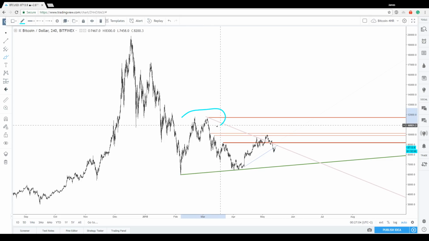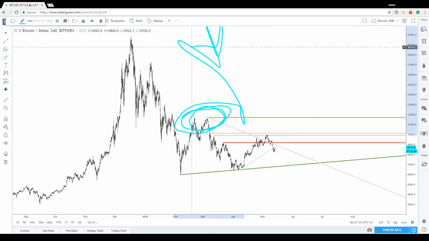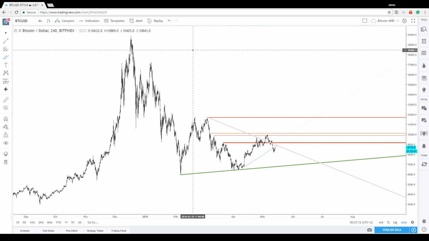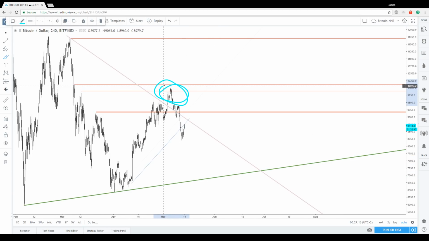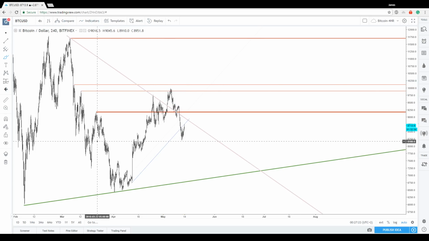But if Bitcoin does not break above 11,700, everything above is complete fantasy. And hell, even lower than that, if we don't break above 9,990 on Bitfinex, you can kiss all those fantasy dreams goodbye.